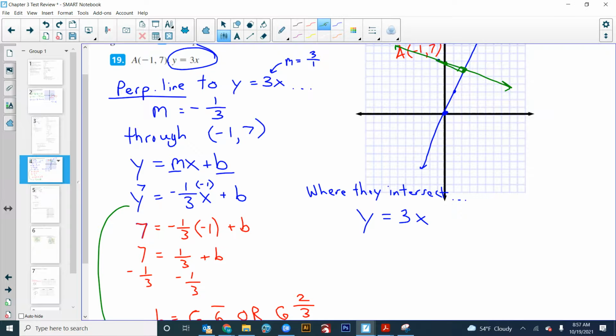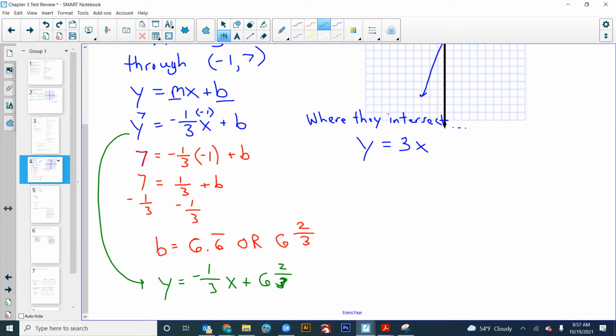The green line was y equals -1/3 x plus 6 2/3. I think substitution is easier here. Elimination, well, I don't know. How many of you guys did elimination?